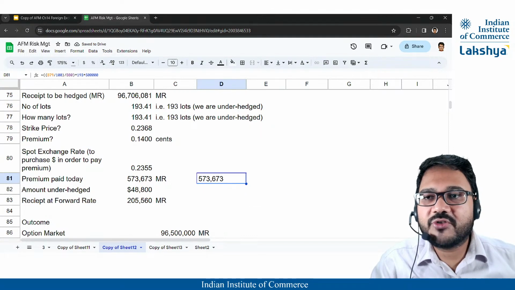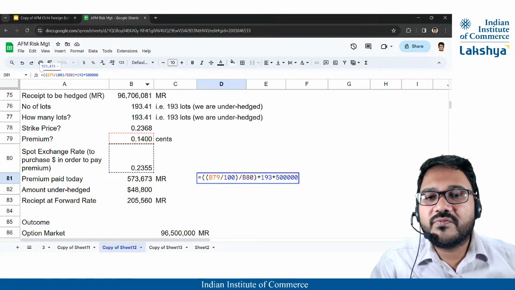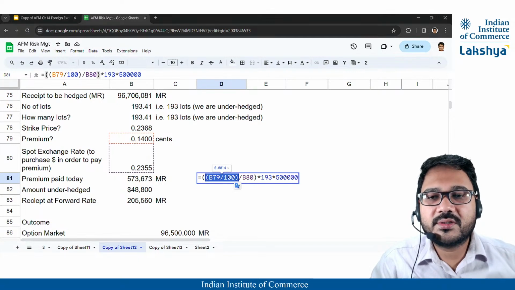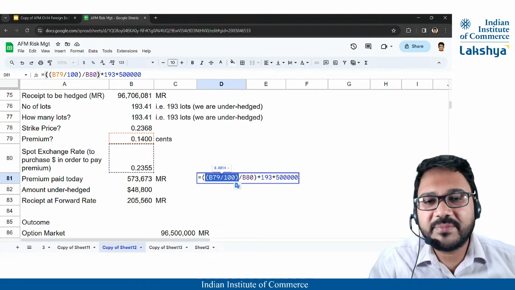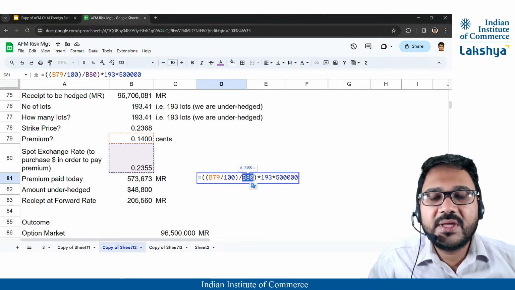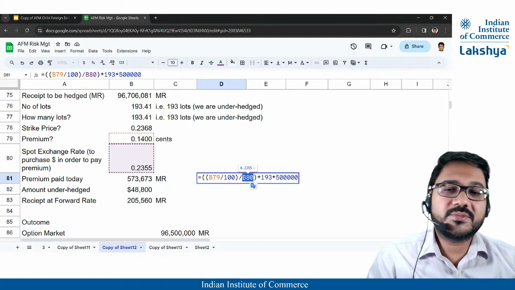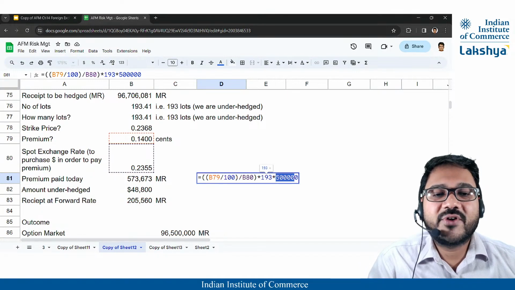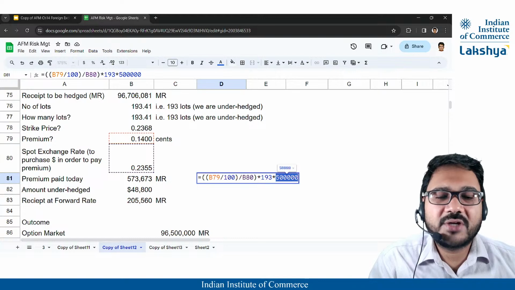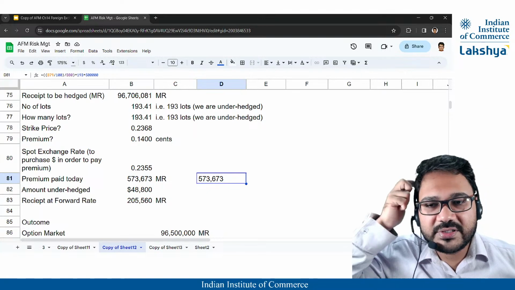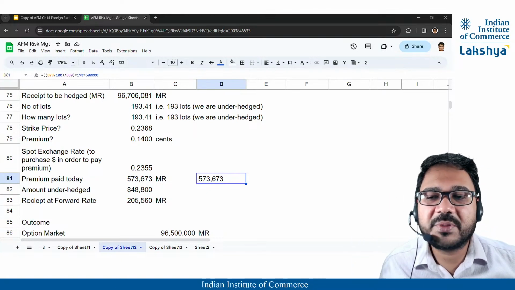So we start off by saying that we need to pay this much premium, right? 0.14 cents divided by 100, that many dollars. These dollars get converted at the spot exchange rate. So we get how many MR we have to pay, but for 193 lots and for 500,000 underlying per lot. That's how we get our 573,673 MR, which is the premium that we need to pay.